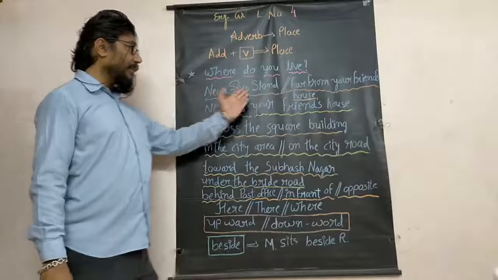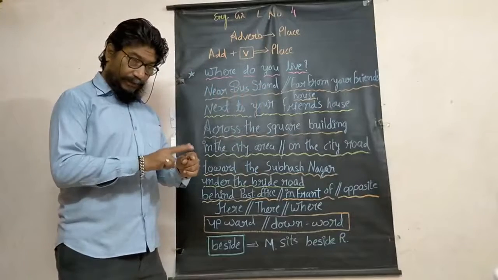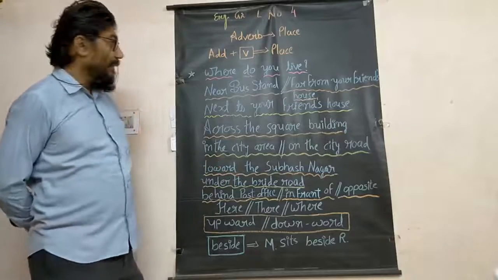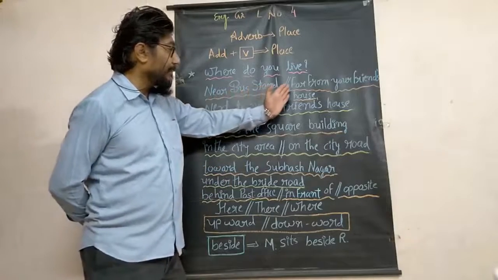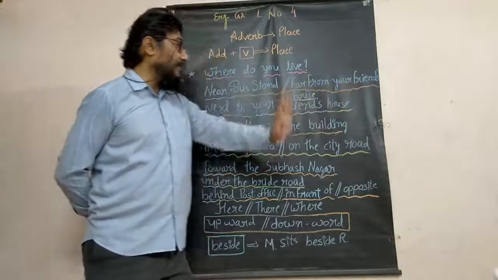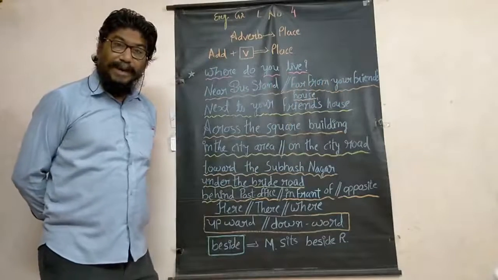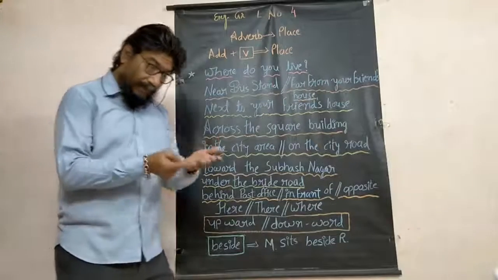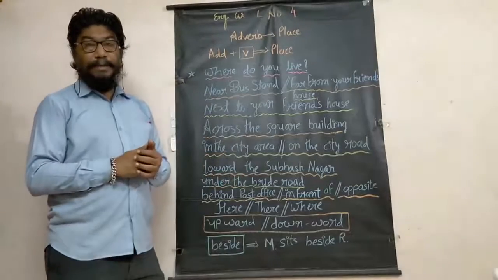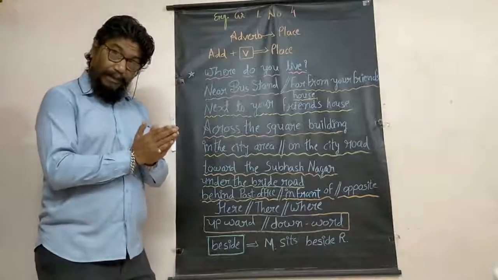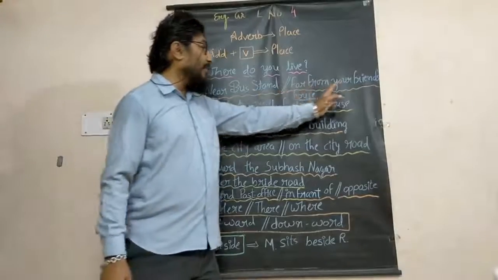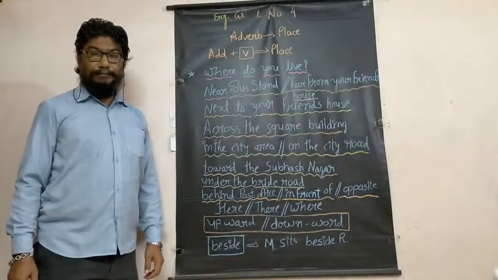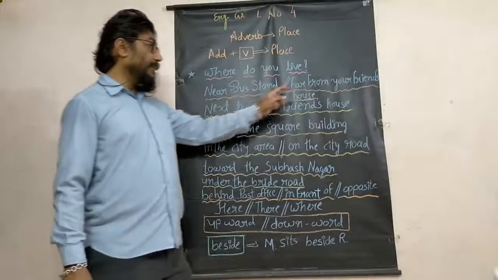Very simple. Where do you live? I live near bus stand. Near bus stand. What is near bus stand? Place. I live far from your friend's house. Far from your friend's house. Somewhere else adverb can be a word, somewhere else adverb can be a phrase. Far from your friend's house. This is near, this is far.